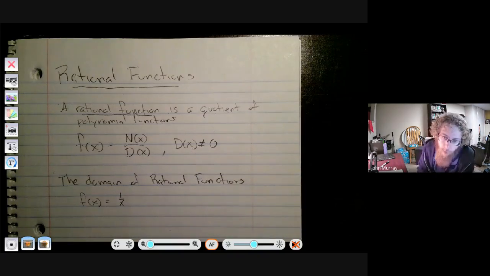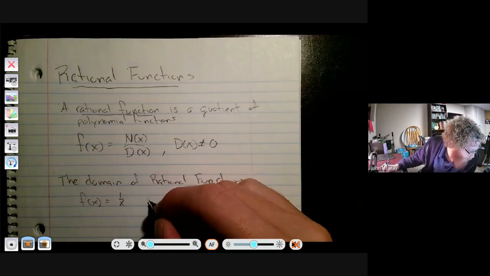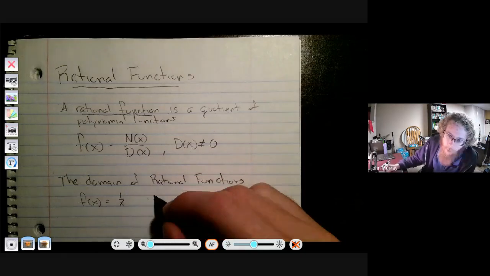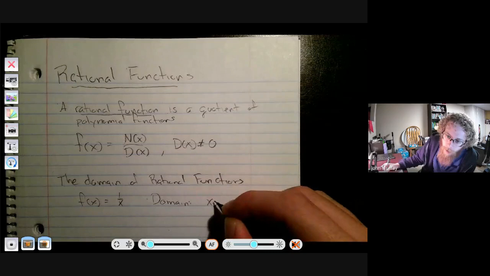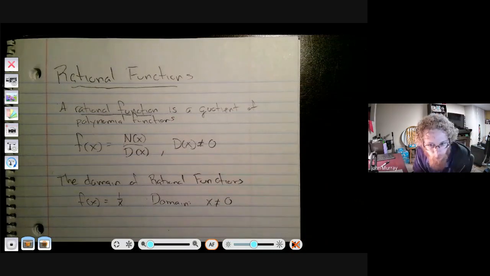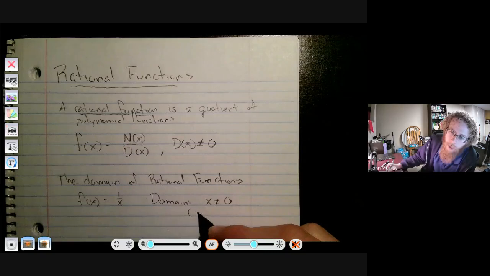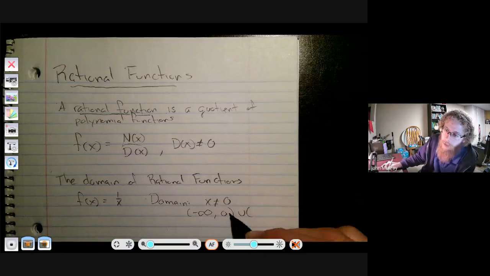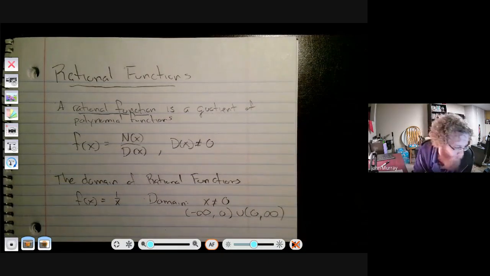Right, x cannot be 0. So there's a few ways that we can say that if we're talking about the domain. You can just say x doesn't equal 0. Okay, that's one thing, right? If we're doing interval notation, I would say that the function goes from -infinity to 0, and then it skips 0 and goes to positive infinity.